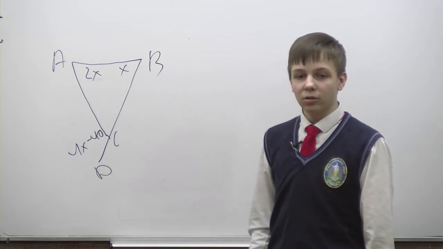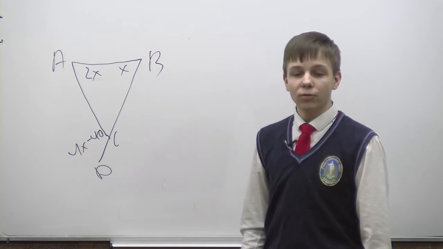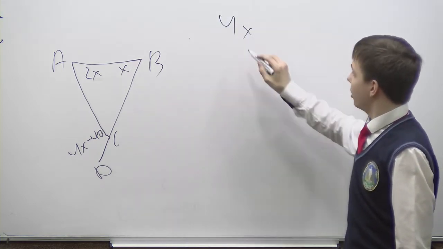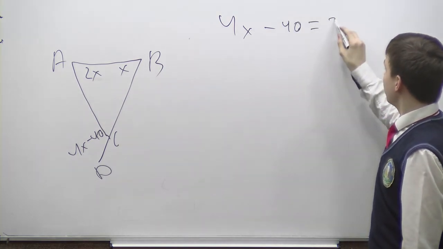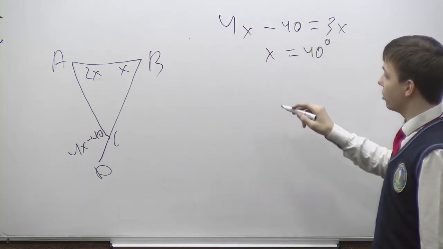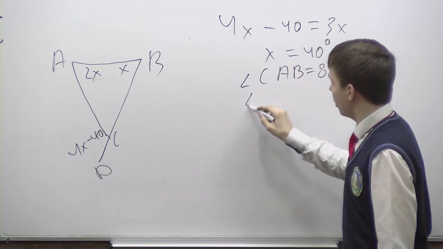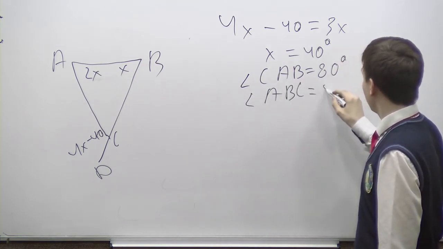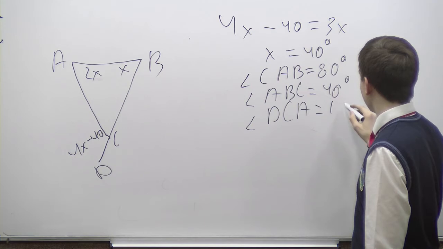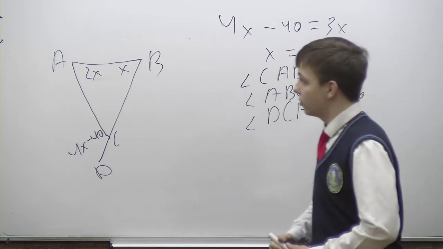So we can use the definition about the exterior angle of a triangle. The exterior angle of a triangle equals the sum of two opposite interior angles of the triangle. So we can make the equation 4 times x minus 40 equals 3 times x. So x equals 40 degrees. Then we can write the values of angles. Angle CAB equals 90 degrees. Angle ABC equals 40 degrees. And angle DCA equals 120 degrees. So I solved this problem, and I go to the next exercise.